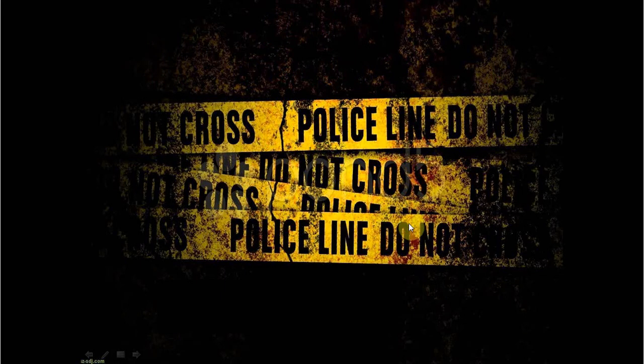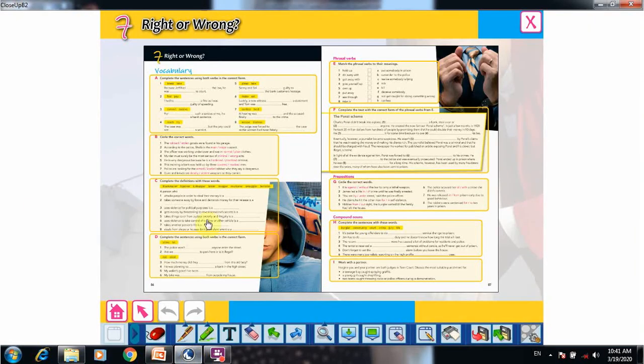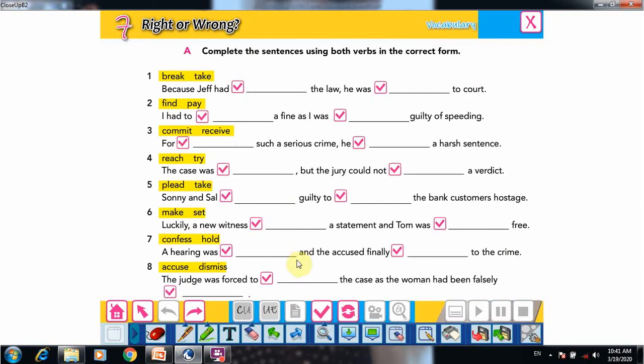Okay, let's go. Now we have finished. These are the phrasal verbs. We're not going to take them now. Let's go to our student book, Close-Up book, page 86, and start with exercise A. Let's start to answer. Number 1, because Jeff broke the law, he was taken to court.